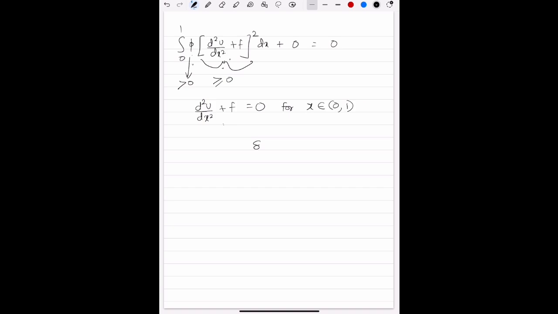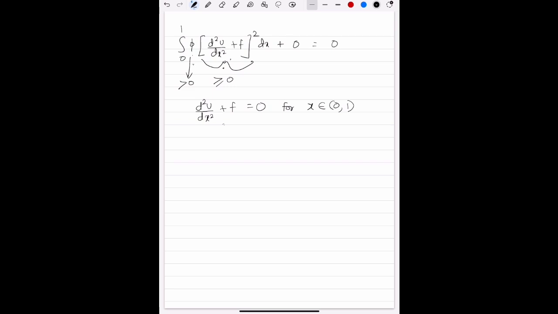But outside delta, we assume that this term over here is 0, and hence this integral is 0 outside delta, and hence overall across the domain 0 to 1, this integral must be greater than 0 or positive. But that's a contradiction because we know that the integral must be equal to 0. That means that there can be no such interval delta within which d2u by dx square plus f of x is not equal to 0, and so that means that this term over here must be identically equal to 0 for x belonging to the entire domain, that is 0 to 1.